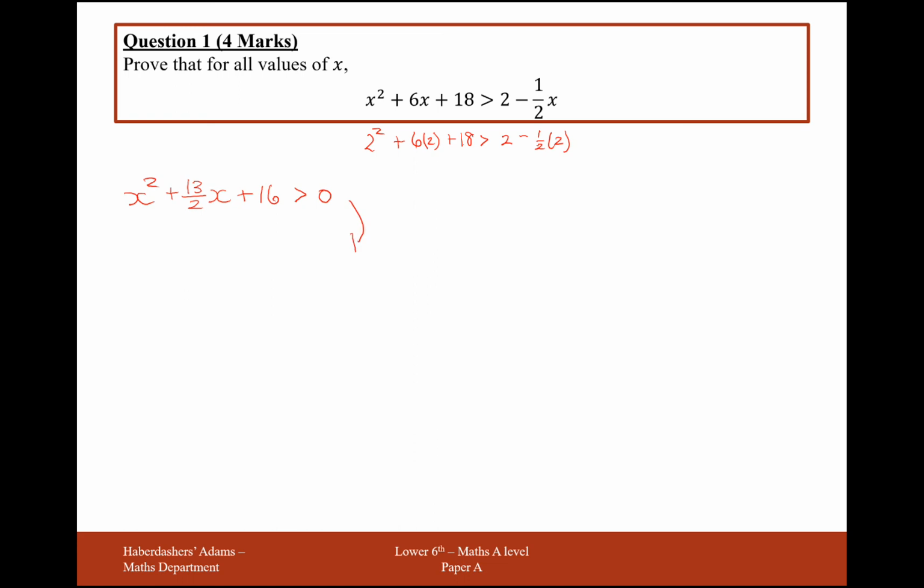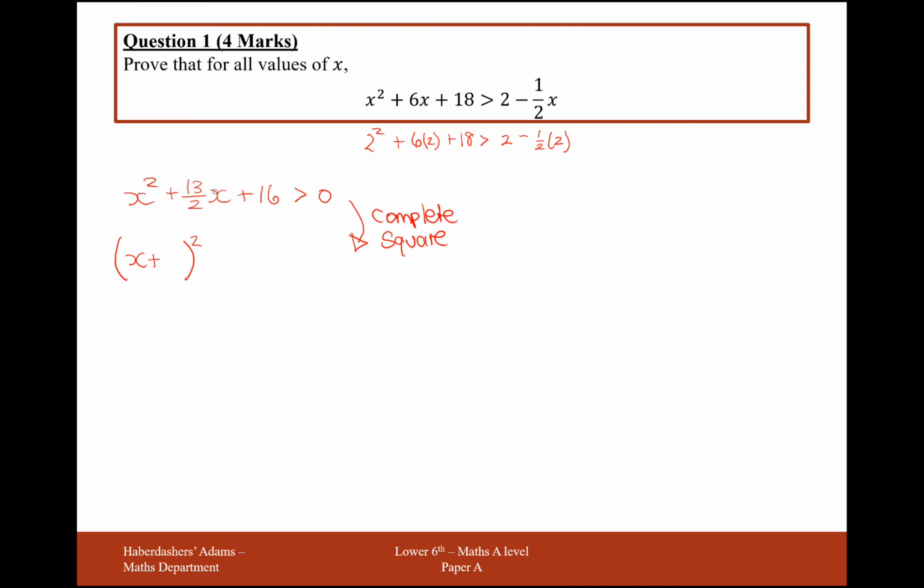A really good way of proving that something is positive is to complete the square, because completing the square will give you a squared expression and hopefully add something positive. Squared expression means positive or 0, and adding on something will hopefully give you something positive as well. So completing the square, let me remind you, we have a bracket with a squared function on it, and then we have x plus or minus something.